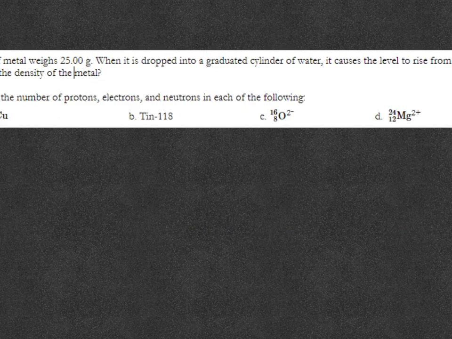Question 8 involves calculating a density. Density is mass divided by volume. In the problem, it tells us that the metal has a mass of 25 grams. So I need to calculate the volume. Well, it tells us that I put it into water, and the water level goes from 13.5 to 21.5 milliliters. So the volume of the metal is 21.5 minus 13.5, or 8.0 milliliters.